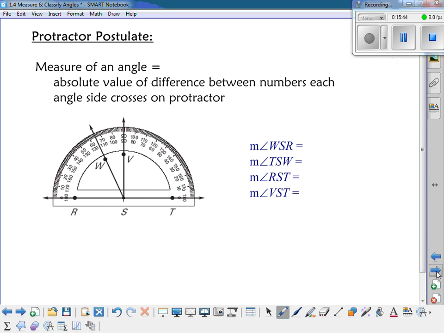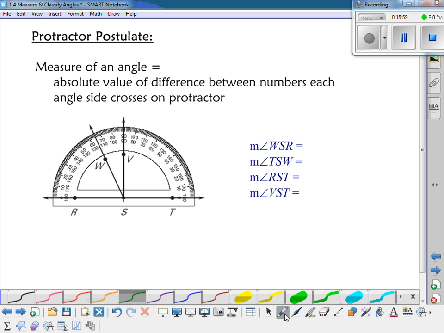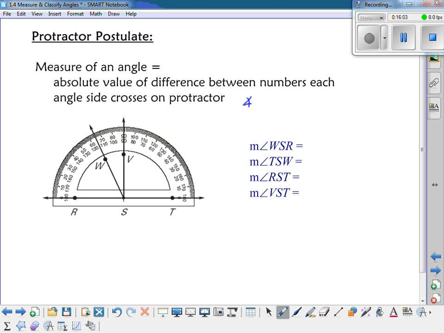All right, the protractor postulate. The protractor postulate says that the measure of an angle is the absolute value of the difference between the numbers each angle side crosses on the protractor. So just like we can't have negative distance, the same is true with angle measures. Angle measures are always positive.